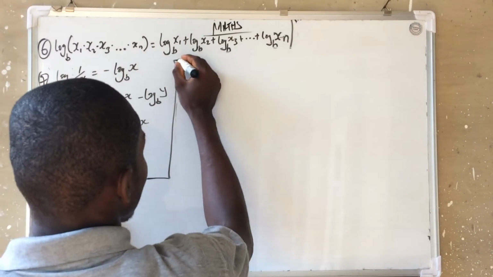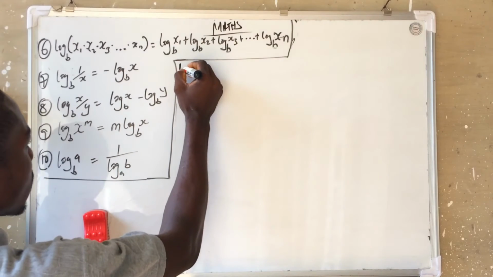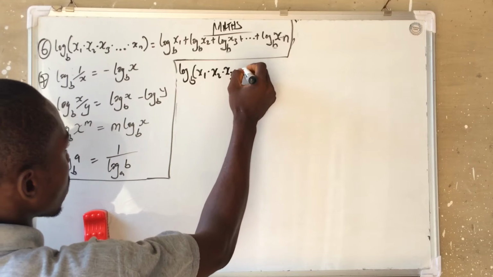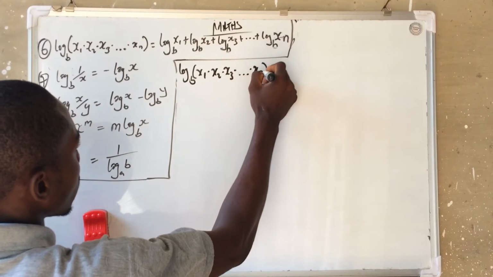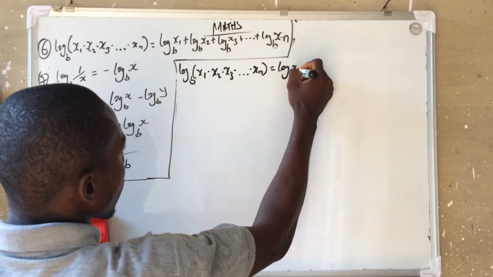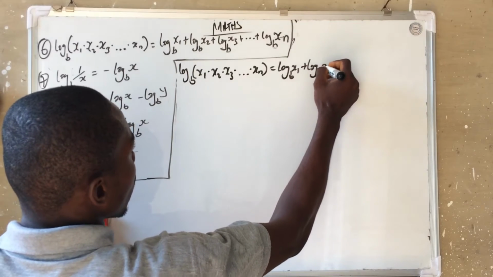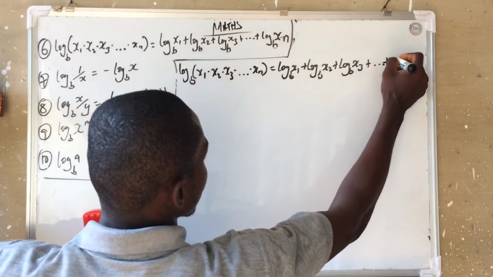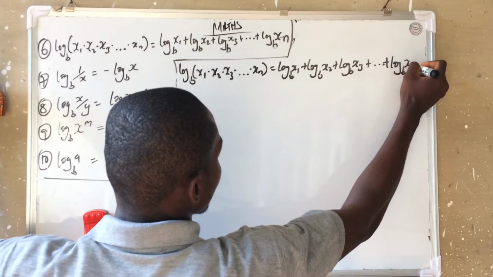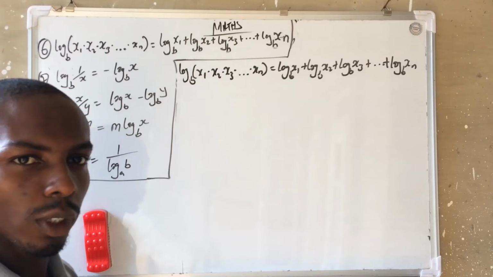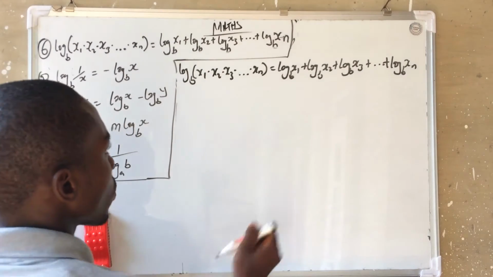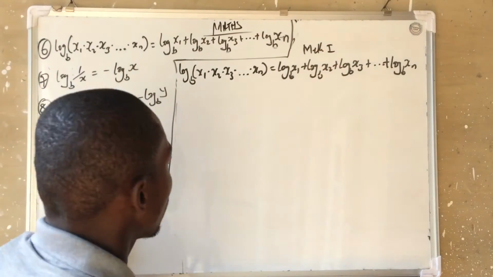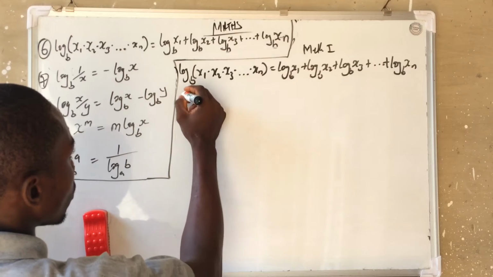So from number 6, I have that log to the base b of x1 dot x2 dot x3 dot xn is equal to log to the base b of x1 plus log to the base b of x2 plus log to the base b of x3 plus ... plus log to the base b of xn. I'm going to solve this with three methods, and I can call this one method 1 actually.